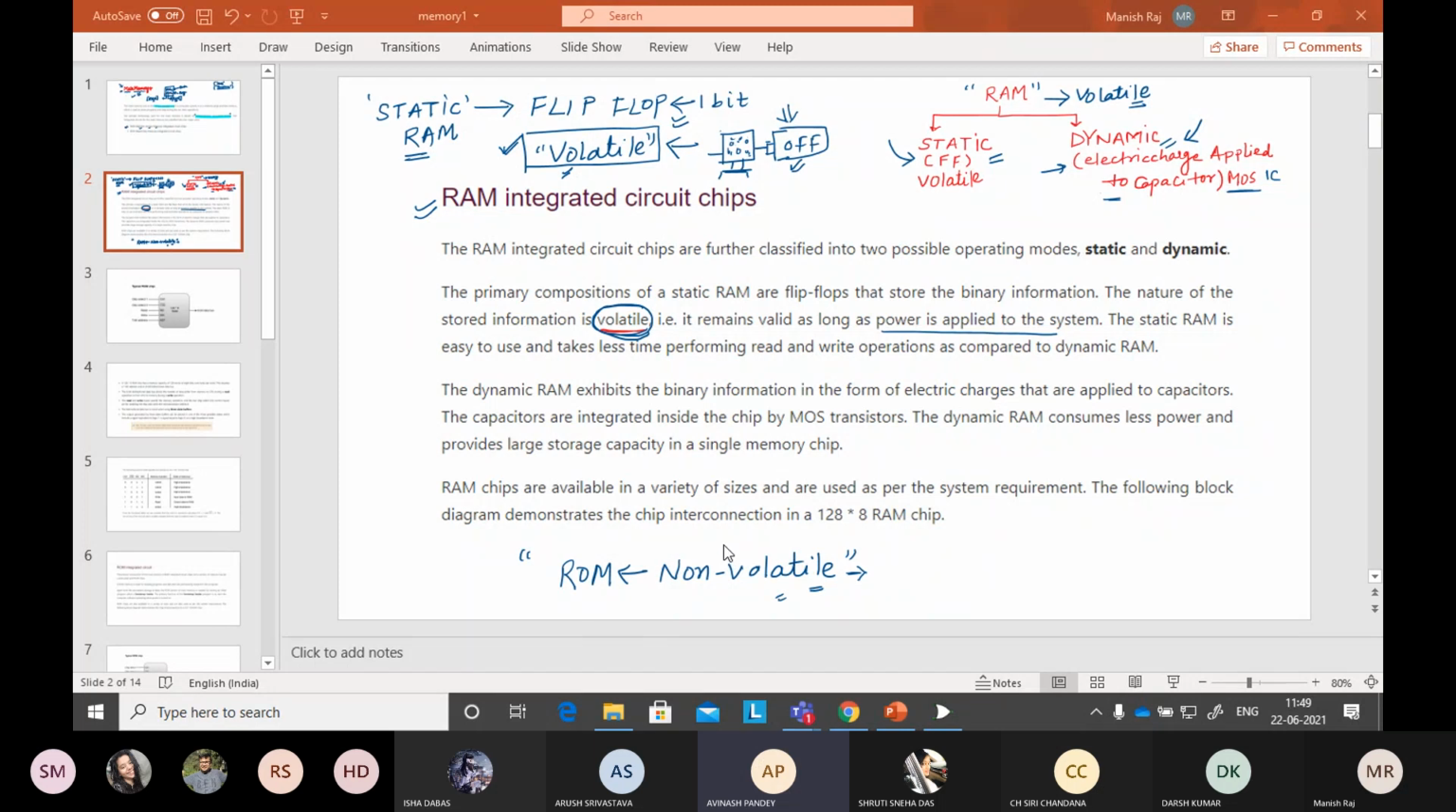Non-volatile memory. It means you are not listening to that part. I am telling you, volatile means the memory will remain valid as long as the power is applied to the system. So non-volatile will be the reverse of that. If we apply the power or switch off the power, the memory will remain the same. There will be no change in the memory. That type of memory you can say is the non-volatile memory.